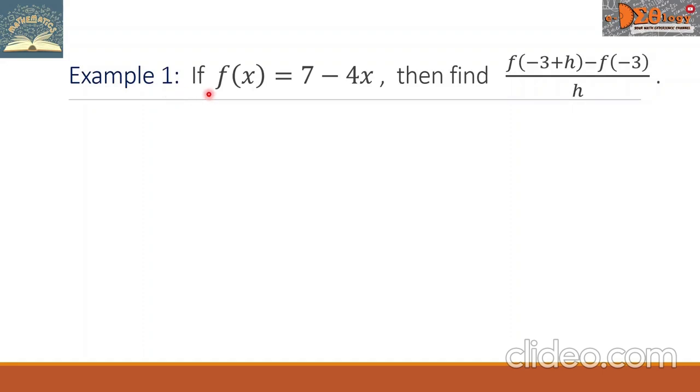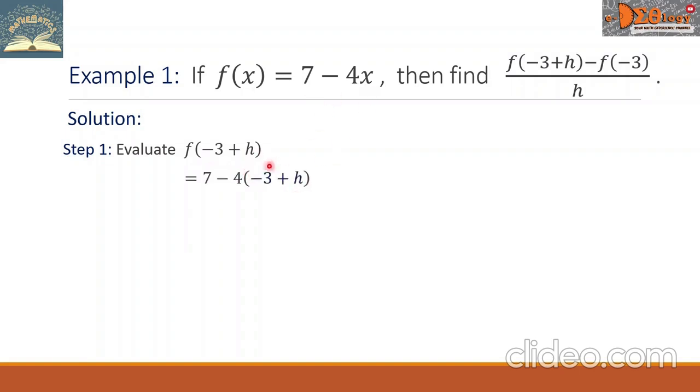Example 1. If f of x equals 7 minus 4x, then find. In here, we're going to evaluate the two functions first in our numerator. Let's begin with the first function, the f of negative 3 plus h. Our f of x is here. Therefore, the f of negative 3 plus h, we will change the x by this value. So we have the 7, we copy here, minus the coefficient 4 with the x becomes negative 3 plus h.